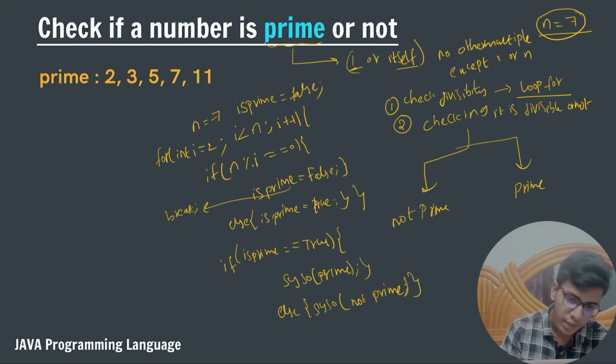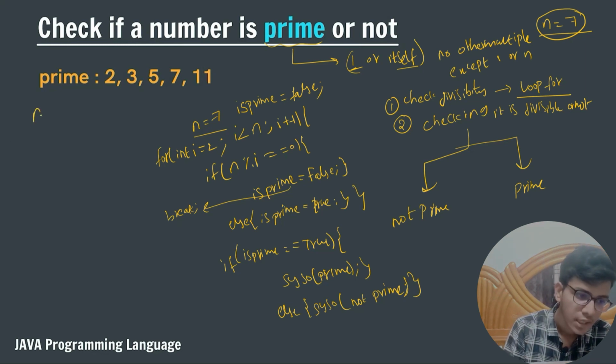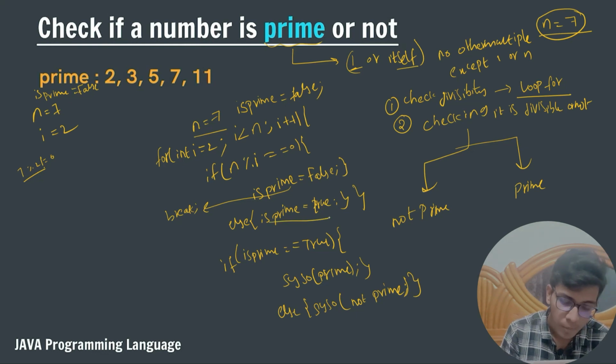Now let us run this same code for n equals 7. We already know that the given number n equals 7 is a prime number. Initially n equals 7, and our iterator value is 2. So we'll check 7 modulo 2. One more thing, we have initialized isPrime equals false. So these are the initial stages, right? After that we check 7 modulo 2 is not equal to 0, so isPrime will become true.